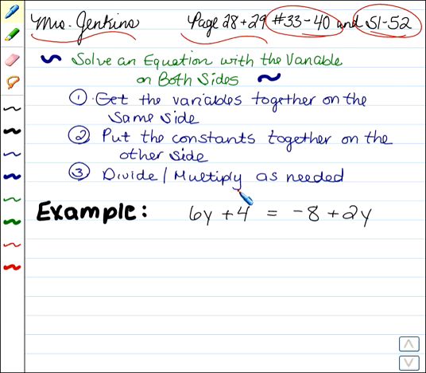Let me give you some help with problems like number 33 through 40 and like number 51 and 52 on page 28 and 29. We're going to be solving an equation, but we have variables on both sides. Look at the example that we have. We have 6y plus 4 equals negative 8 plus 2y.